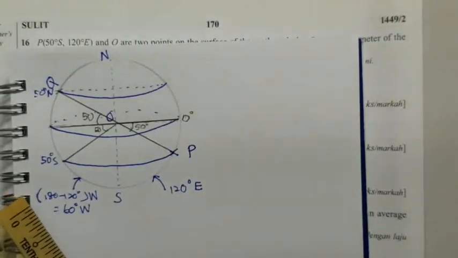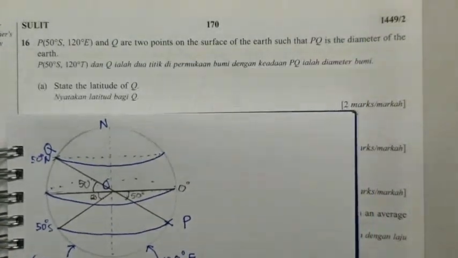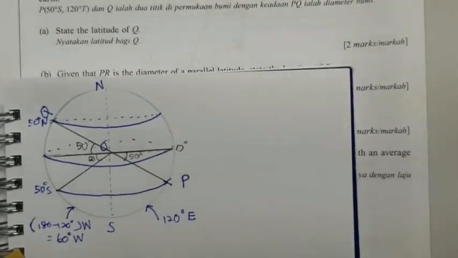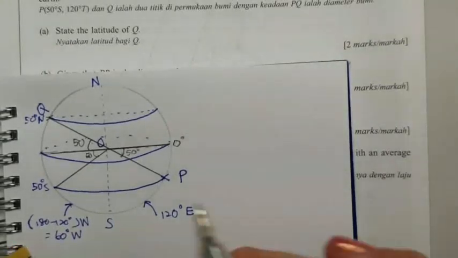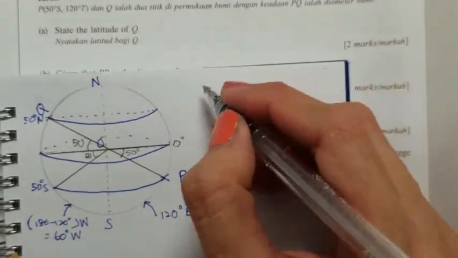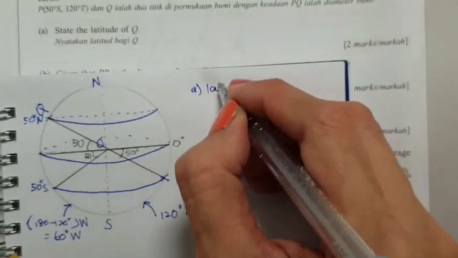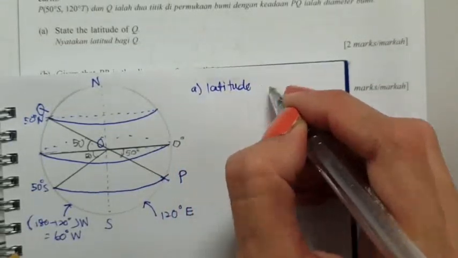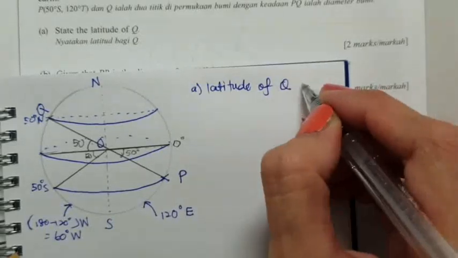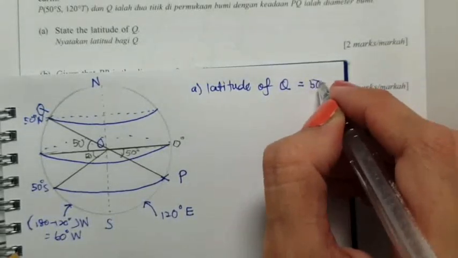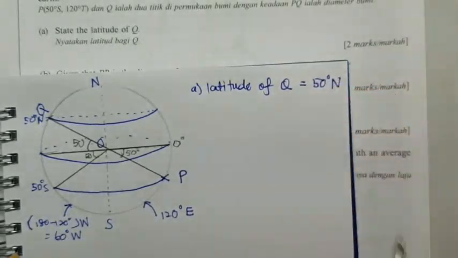With that, we can answer the first part of the question, that is, state the latitude of Q. The latitude of Q we have just drawn. The first part: latitude of Q equals 50 degrees north.